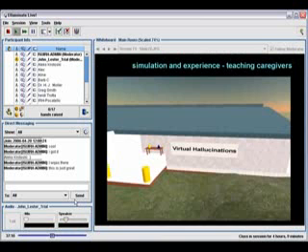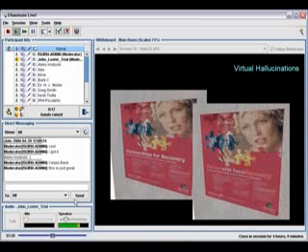Another example of using Second Life for simulation and experience teaching caregivers. This little space is called virtual hallucinations, and it's actually a simulation of what it's like to have a schizophrenic episode. So the auditory aspect of the schizophrenic episode, the voices talking to you. When you go into this environment, you hear the voices. They're localized, so you can experience things like hearing a television talking to you while it's turned off.